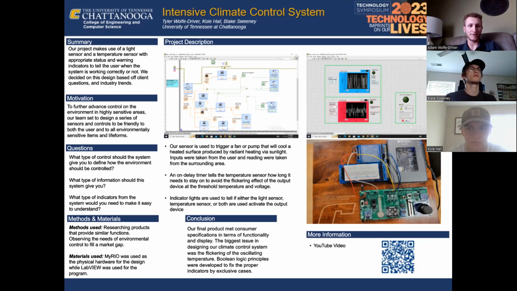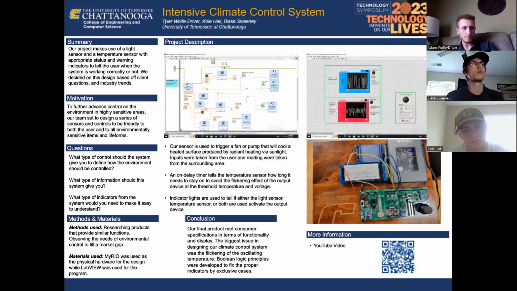So to counteract that, you have these sensors in there that will engage either a cold water pump or a fan, some sort of cooling system. And we just want to call it pretty much an output device for now. And we use the motor on the MyRIO board. We'll get into that later. But yeah, that's the motivation. That's some of the applications and summarizes why we did this. Blake's going to take it away with the questions and methods and materials.